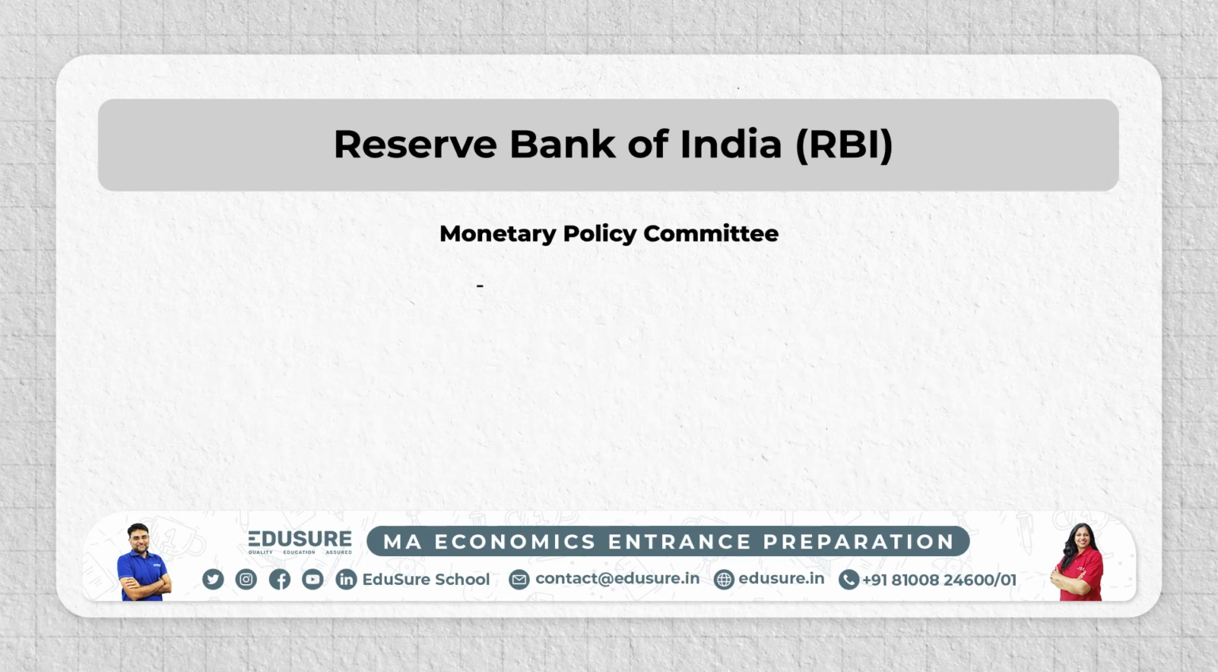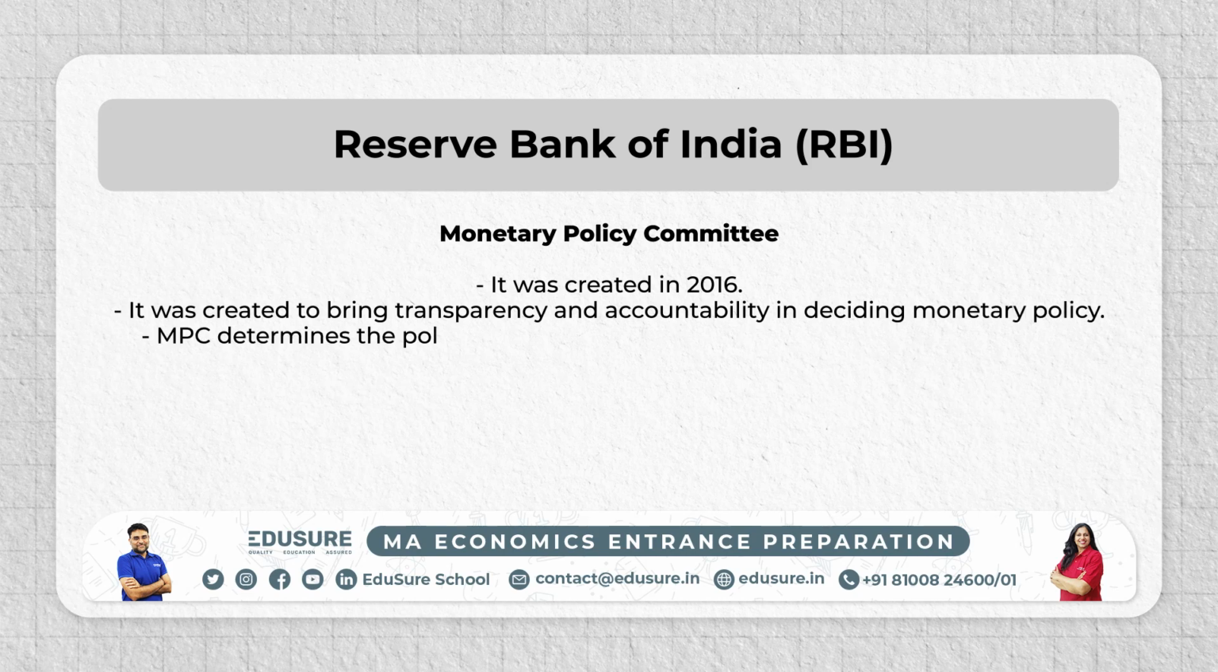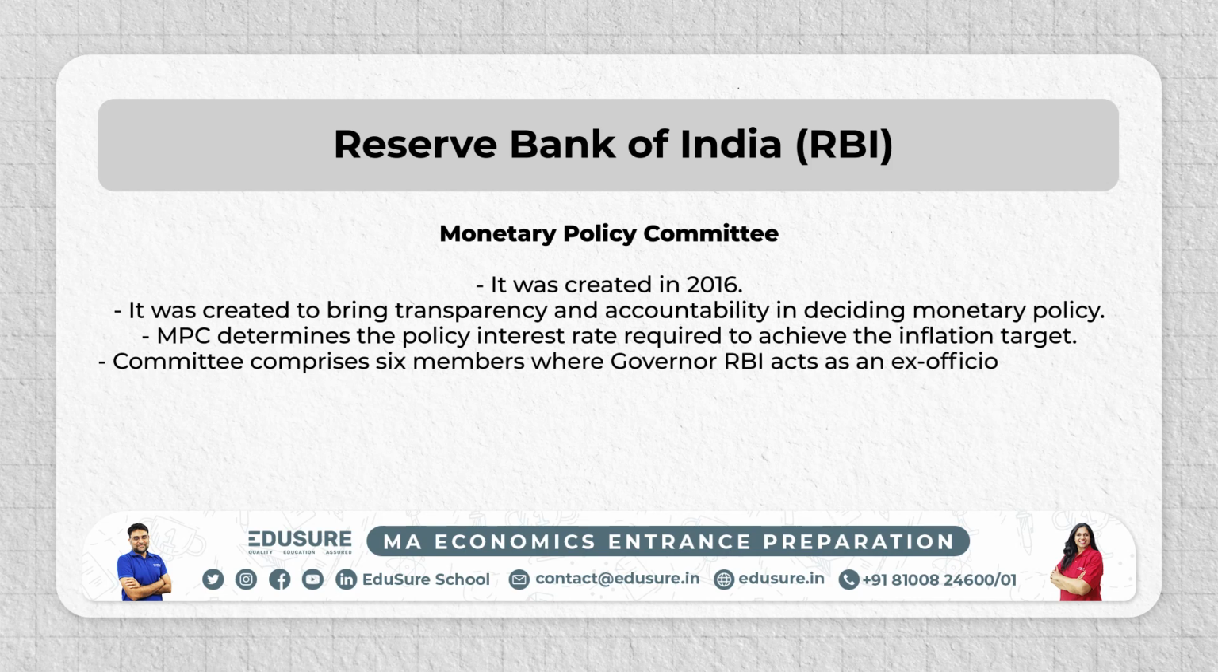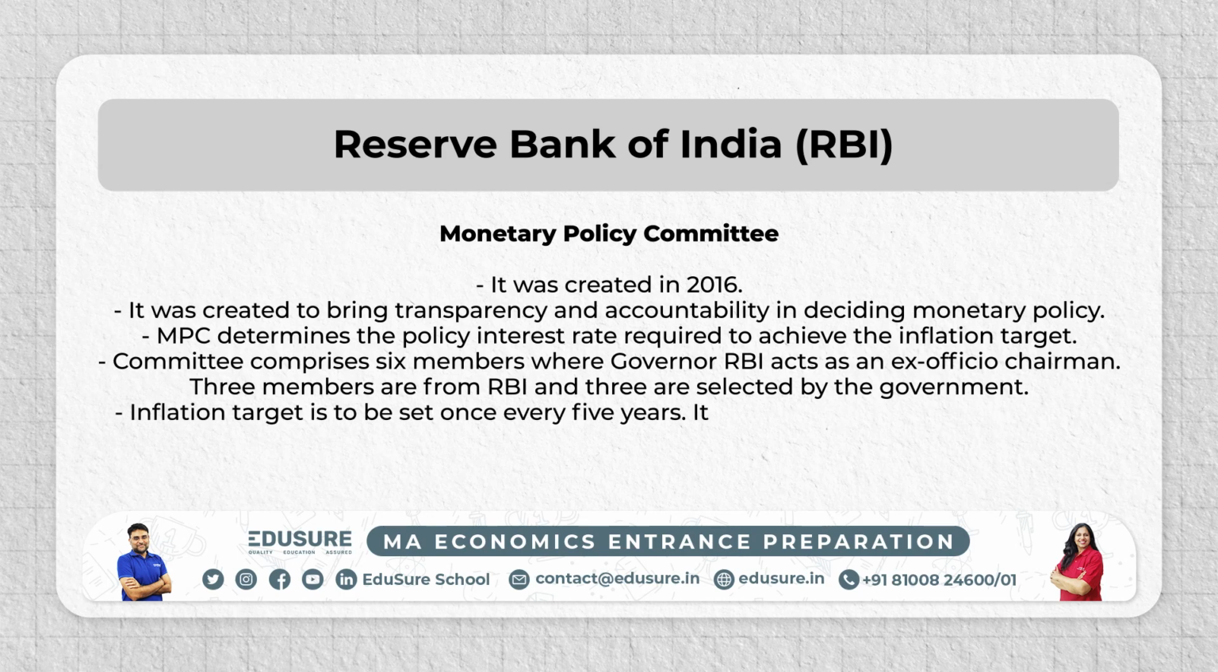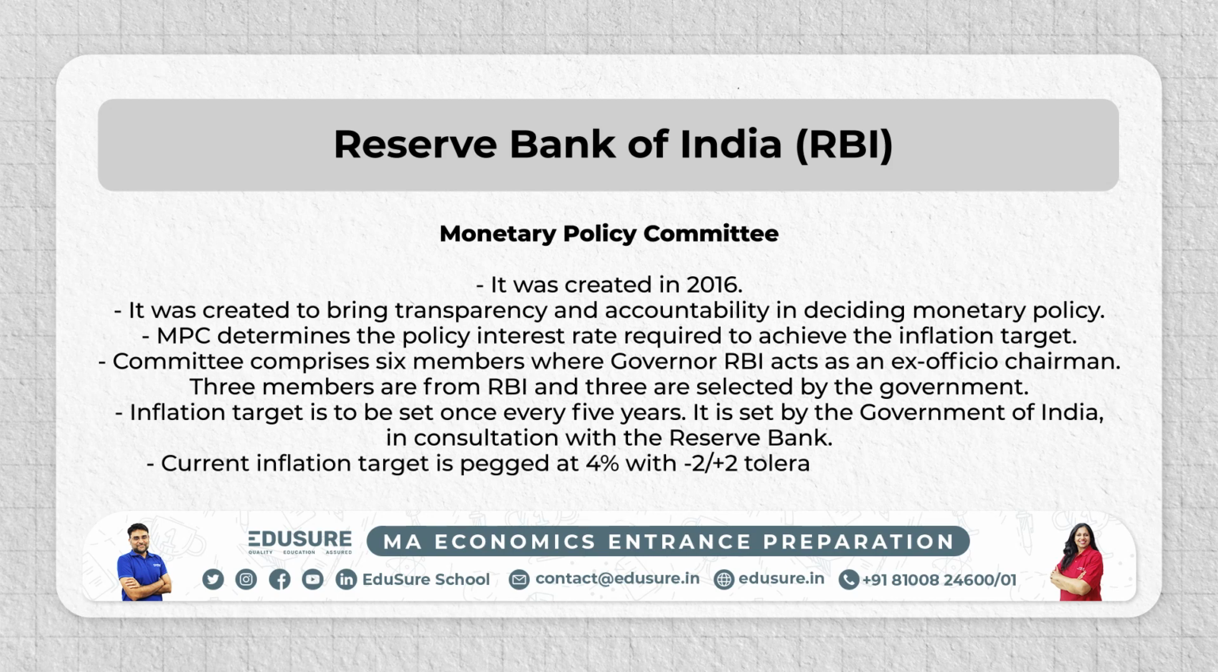Monetary Policy Committee. It was created in 2016. It was created to bring transparency and accountability in deciding monetary policy. MPC determines the policy interest rate required to achieve the inflation target. The committee comprises 6 members, where the Governor of RBI acts as ex officio chairman. 3 members are from RBI and 3 are selected by the government. The inflation target is to be set once every 5 years. It is set by the Government of India in consultation with the Reserve Bank. The current inflation target is pegged at 4% with -2 or +2 tolerance till March 31st, 2021.